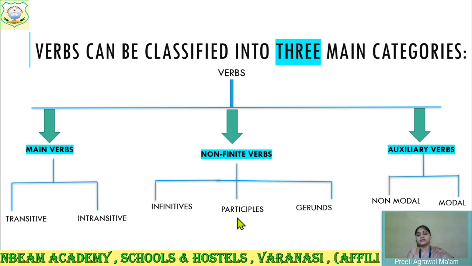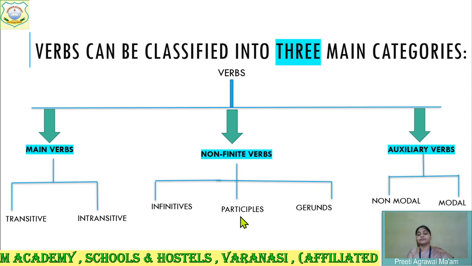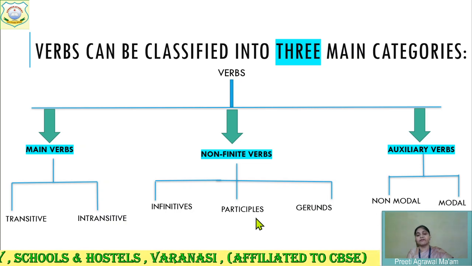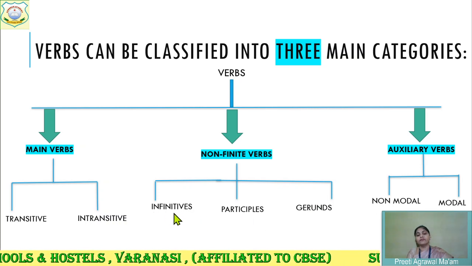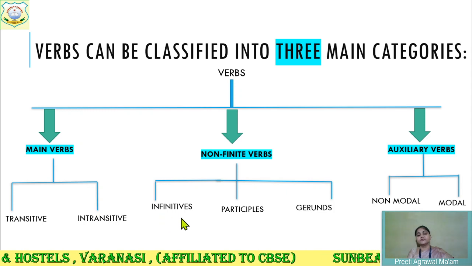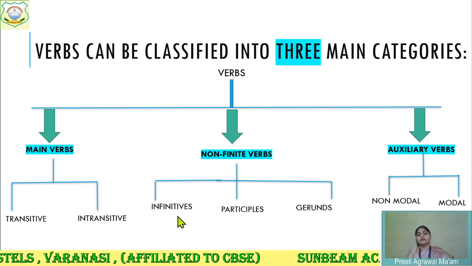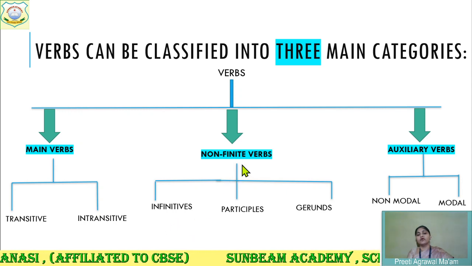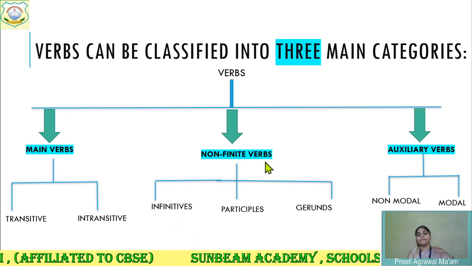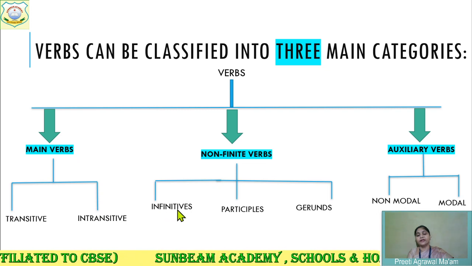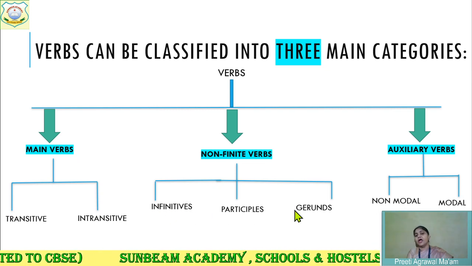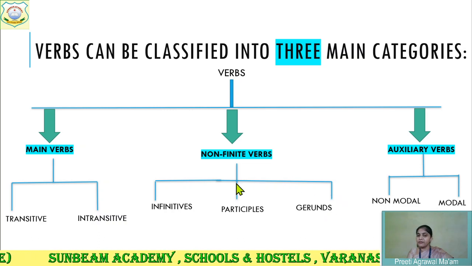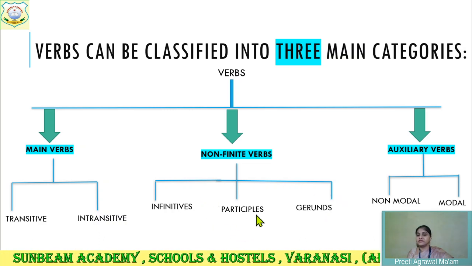Gerund work as noun. Participle work as adjective. And infinitives work as subject also, object also. Okay. So, but we use only to and first form of the verb. So, these are your non-finite verbs. How will you identify infinitive? How will you identify participle? How will you identify gerund? We will be coming to this in this session only.